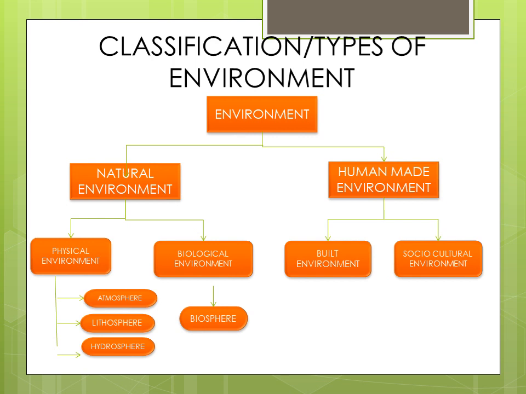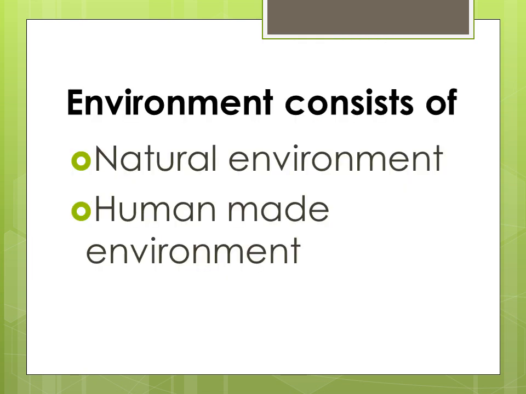On the other hand, second type of environment, human made environment, it has two parts: built environment, example houses, factories, roads, bridges, dams, etc. Number two, socio-cultural environment means family, communities, etc. Now we will take these points one by one. Environment consists of number one, the natural environment, and number two, the human made environment.